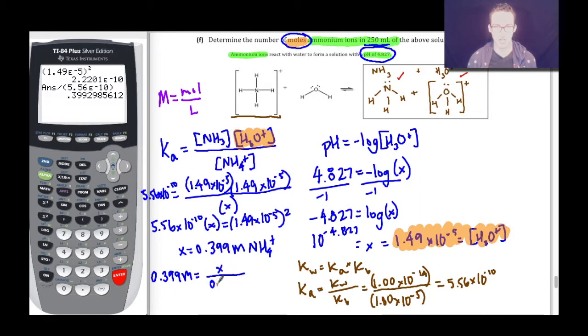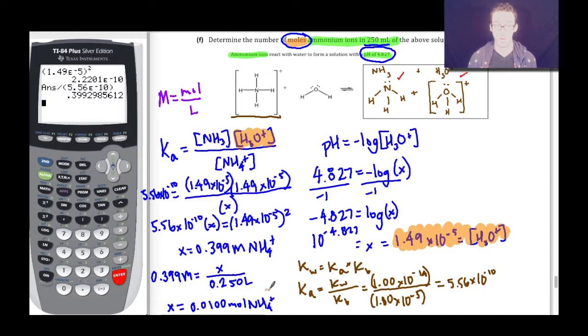The concentration, the volume is 0.250 liters. Don't forget to change that back to liters. Therefore, my number of moles of ammonium ions here is going to be 0.0100 mole of ammonium ion.